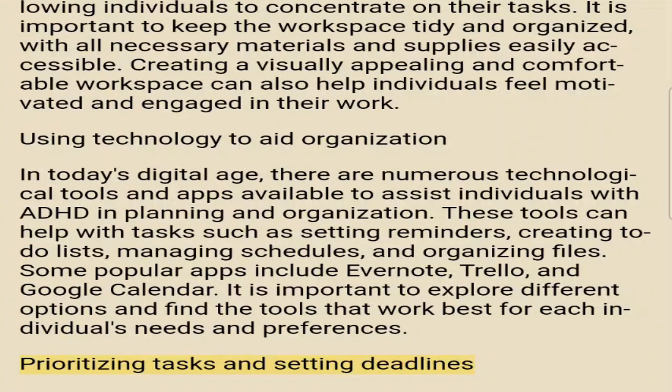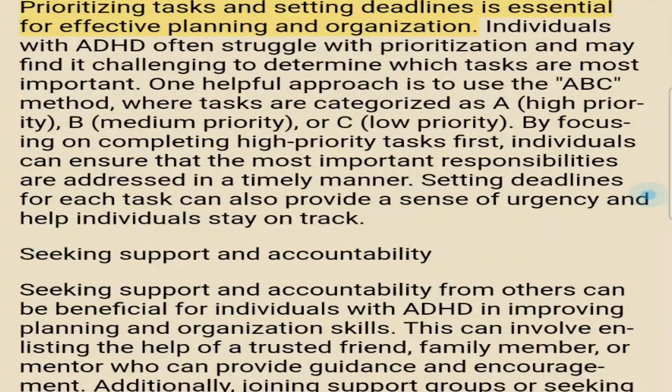Prioritizing tasks and setting deadlines. Prioritizing tasks and setting deadlines is essential for effective planning and organization. Individuals with ADHD often struggle with prioritization and may find it challenging to determine which tasks are most important. One helpful approach is to use the ABC method, where tasks are categorized as A high priority, B medium priority, or C low priority. By focusing on completing high priority tasks first, individuals can ensure that the most important responsibilities are addressed in a timely manner. Setting deadlines for each task can also provide a sense of urgency and help individuals stay on track.